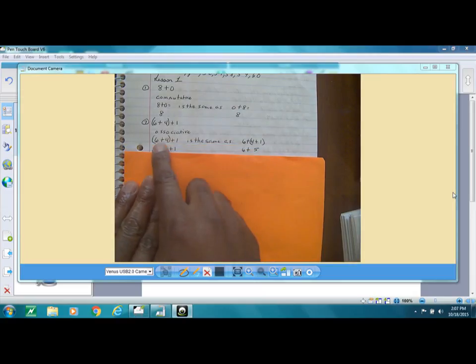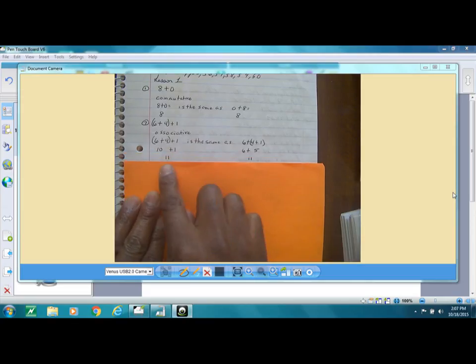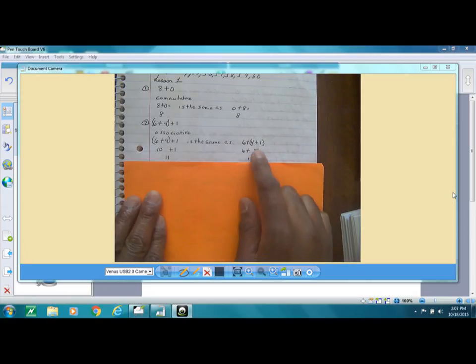So over here you get 6 plus 4 equals 10, plus 1 equals 11. Over here you get 4 plus 1 equals 5, plus 6 equals 11.